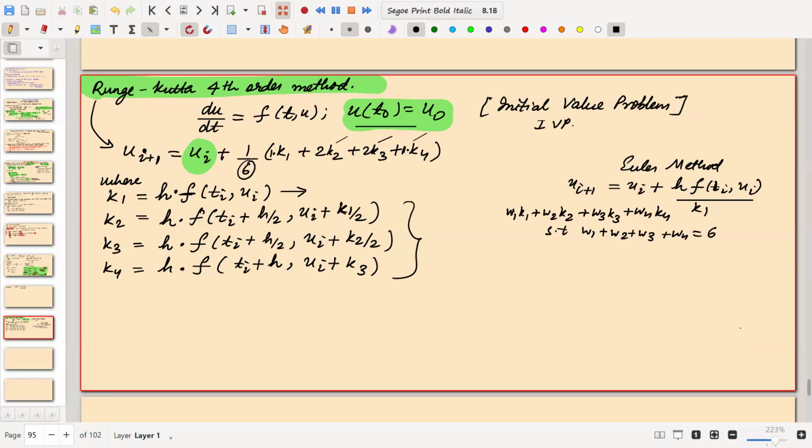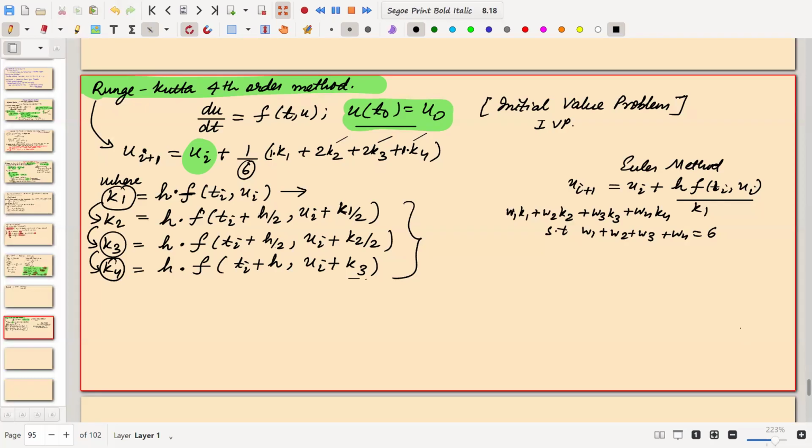What do you do? K2 equals H times F evaluated at Ti plus H by 2, comma, Ui plus K1 by 2. So it is using the information of K1 in K2. When you are doing K3, H by 2, Ui plus K2 by 2, it is using the information from K2. When you are doing K4, it is using the value of K3. But mind you, there is no by 2: Ti plus H, comma, Ui plus K3. There is no by 2 there. You understood this method now.